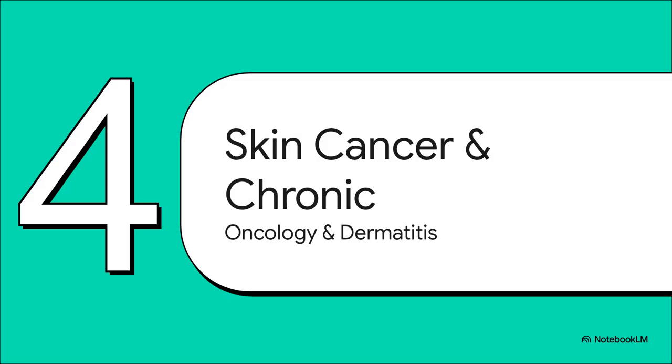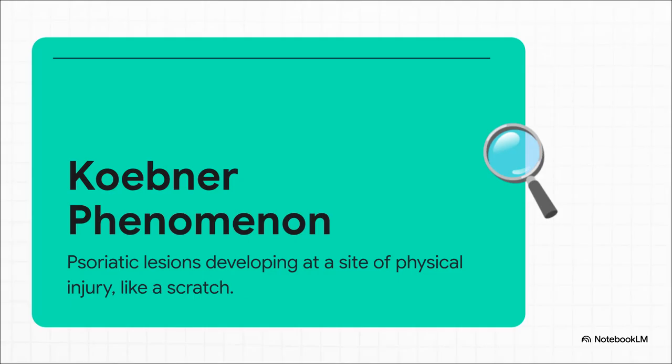Section 4. Skin cancer and chronic conditions. Let's tackle a few chronic conditions. For psoriasis, you're looking for those classic silvery white scales on raised red plaques. You absolutely need to know the Koebner phenomenon. This is when psoriatic lesions develop right at the site of a physical injury, like a scratch or a sunburn.